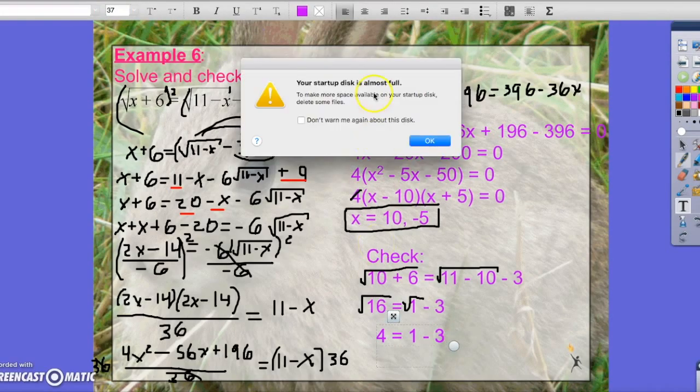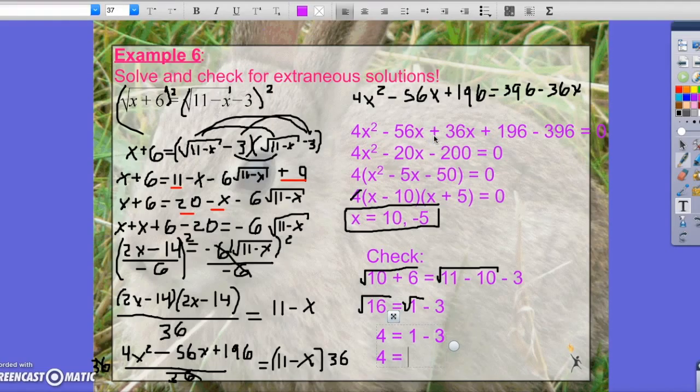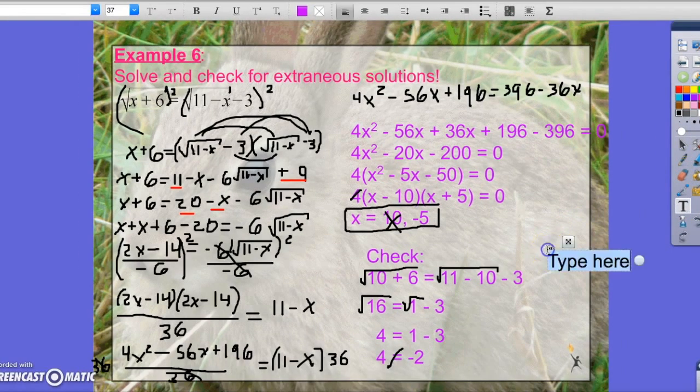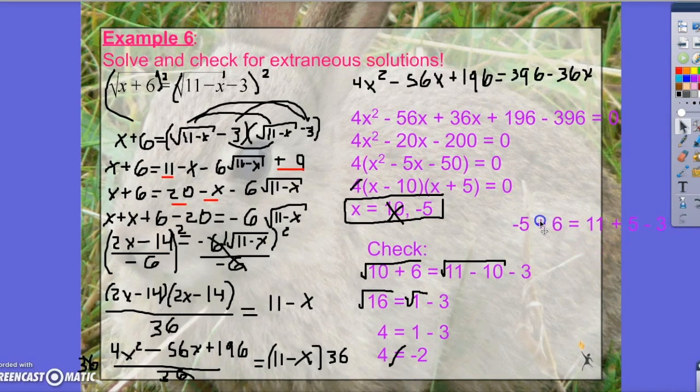4 equals, sorry about that, 4 equals negative 2. It's false. So actually 10 is not a solution. We do have to check the other one as well. Probably just do it here. See that there, hopefully.